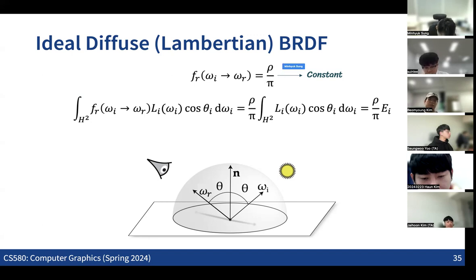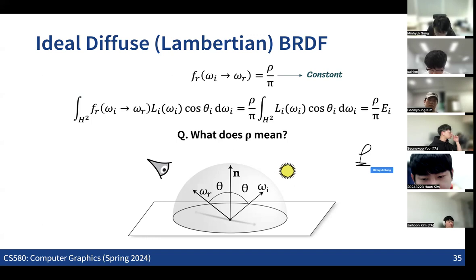So here one of the questions might be why we define this constant term not as just a single value, but as rho over pi. What's the meaning of the rho here, right? Can you guess what the meaning of the rho is? Why don't you just define this as some constant value C here?